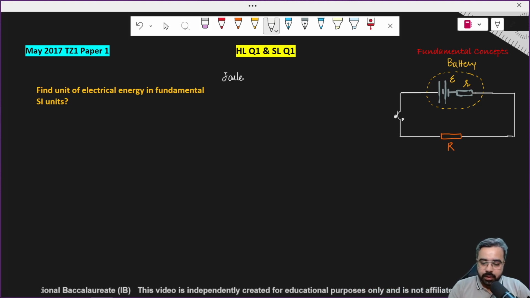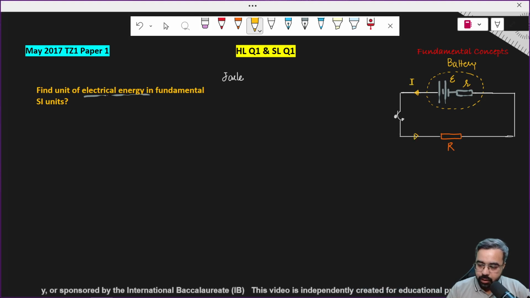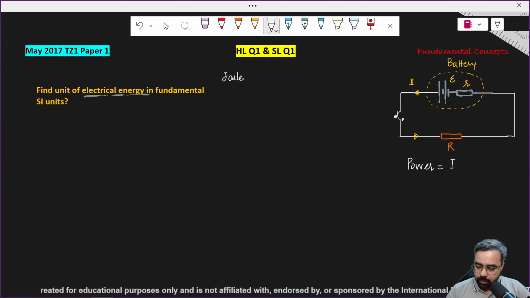Okay, because they have mentioned electrical energy here, what is the electrical energy provided to this circuit? So, this is the current, a conventional current flowing in the circuit. What is the total power delivered to the circuit? The power is equal to the current multiplied by the EMF of the circuit.